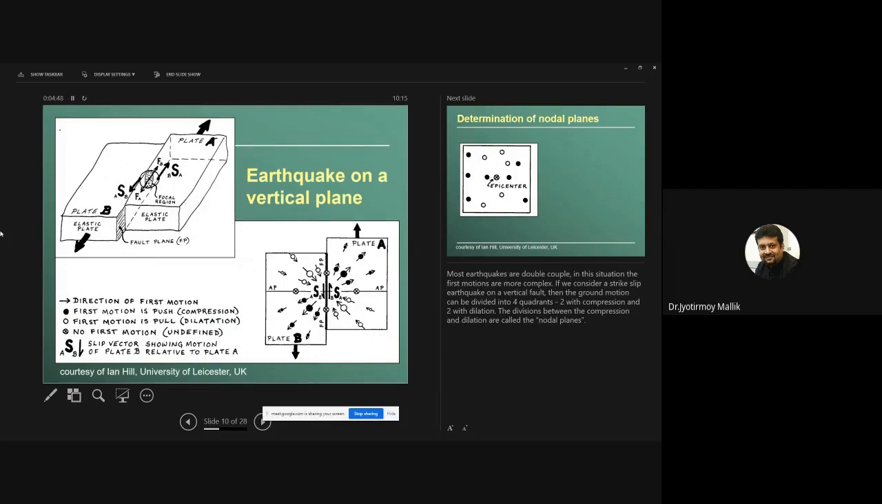Strike slip fault means, suppose this is my plate A or block A, and this is plate B. They are sliding past each other. Now, what sort of motion is that, as I taught you? This is what sort of motion, guys? Can you tell me whether it is dextral or sinistral?